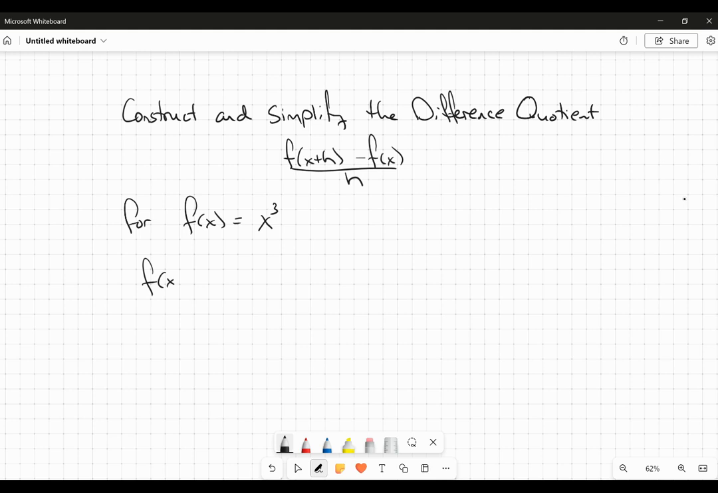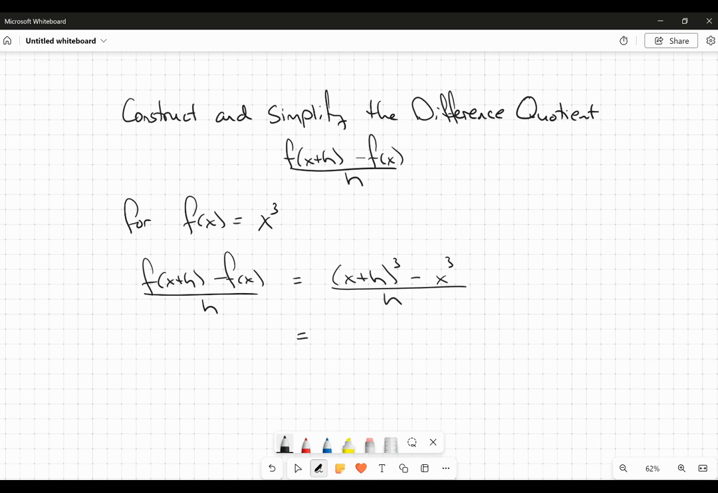So when we say f of x plus h minus f of x all over h, in this case here, because f of x is x cubed, it cubes whatever's within the function notation here. f of x plus h is going to mean x plus h cubed. And then I can replace f of x with just x cubed. And this is still all over h.